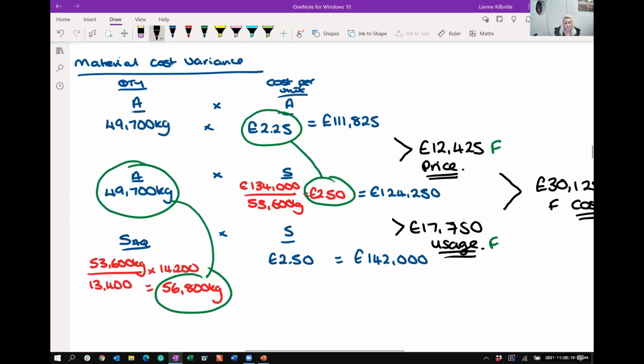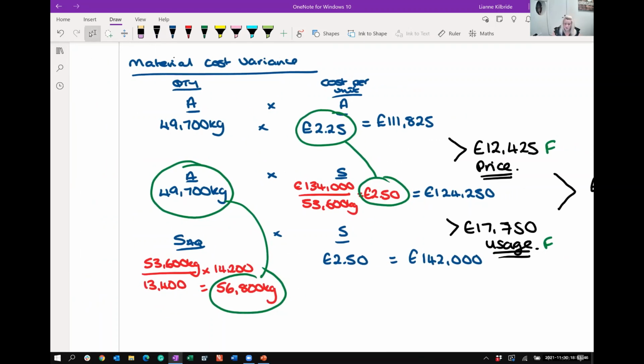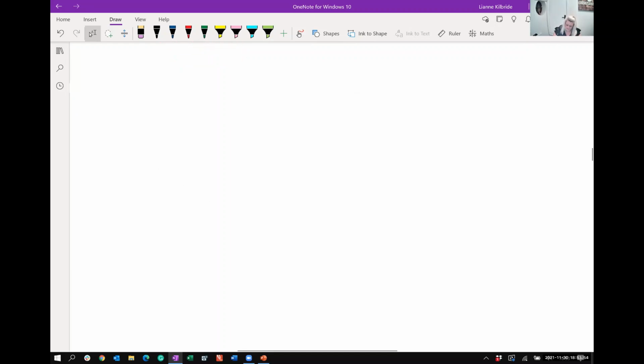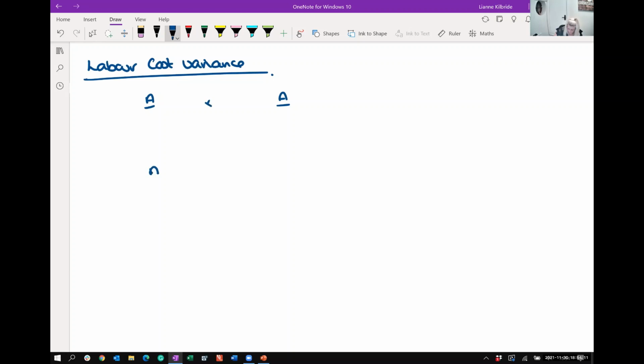So we're going to do the same now for the labour one. By practicing this, you can only use this method when you're dealing with variable variances. So we'll go back to do labour this time. The header this time is your labour cost variance. Using the same method, A multiplied by A, then you've got A multiplied by S, and you've got S multiplied by S, but remember, change this one to SAC.